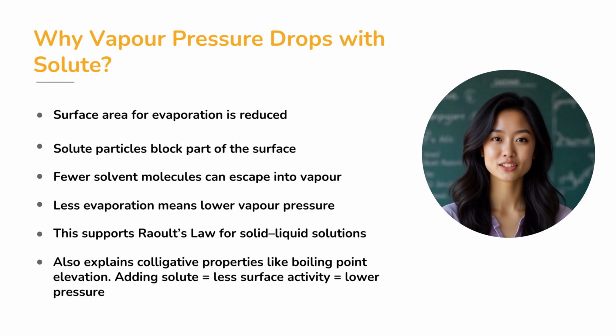There are two key reasons why vapor pressure drops when a non-volatile solute is added. Surface area for evaporation is reduced. In a pure solvent, surface is fully available. In a solution, solute blocks some surface. Fewer solvent molecules escape. Less evaporation means lower vapor pressure. This is known as Raoult's law for solutions of solids in liquids, and it explains key colligative properties like boiling point elevation and freezing point depression.